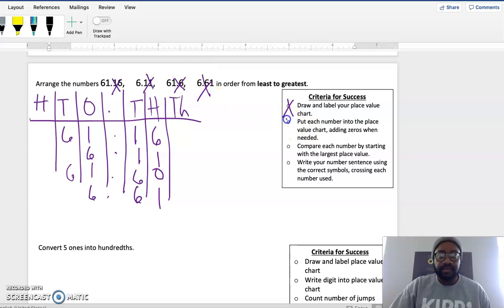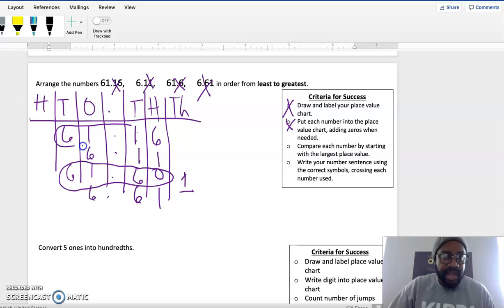Okay? Now I'm going to compare by starting with the largest place value. The largest place value is this tens place. I see these two numbers have tens place, so I know these have to be the largest numbers. I go to the next place value. They're both ones. Can't compare. I go to the next place value. This is a 1. This is a 6. 6 is bigger. So I'm going to label this one as the largest number by putting a 1. I'm then going to label this one as a 2.